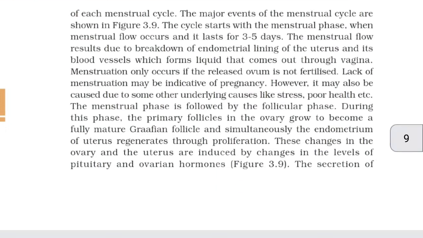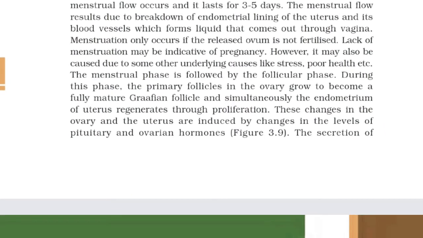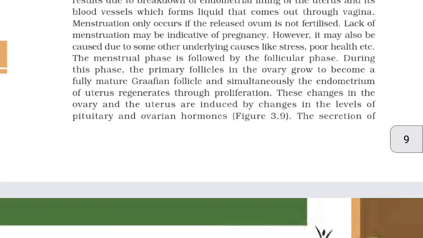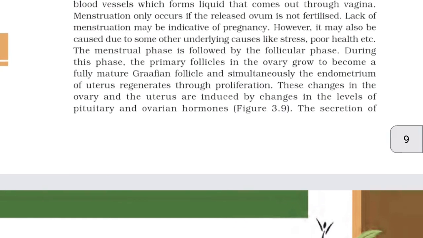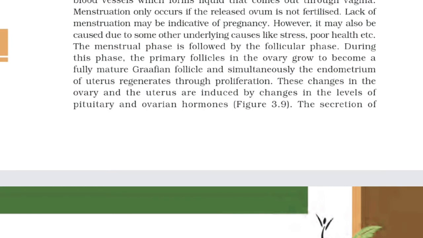The menstrual phase is followed by the follicular phase. During this phase, the primary follicles in the ovary grow to become a fully mature Graafian follicle, and simultaneously the endometrium of the uterus regenerates through proliferation. These changes in the ovary and the uterus are induced by changes in the level of pituitary and ovarian hormones.